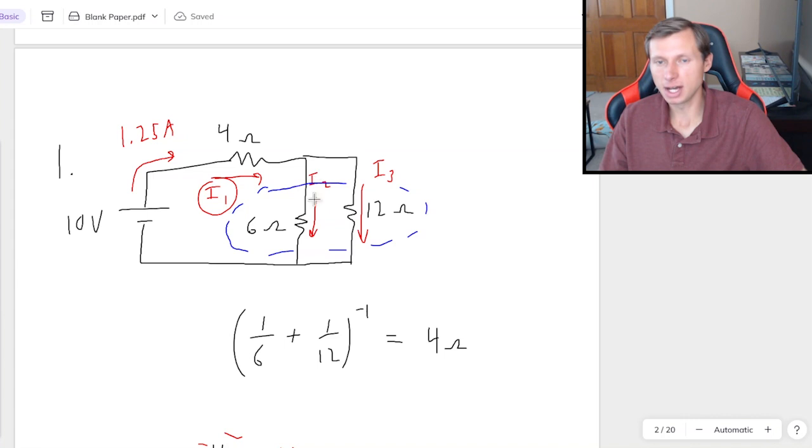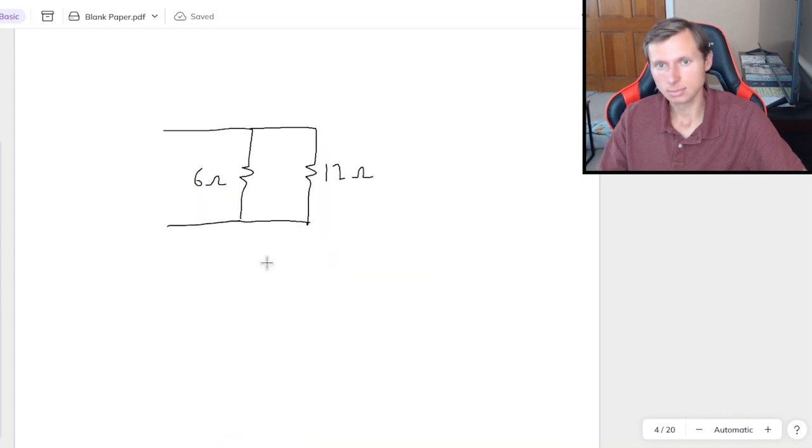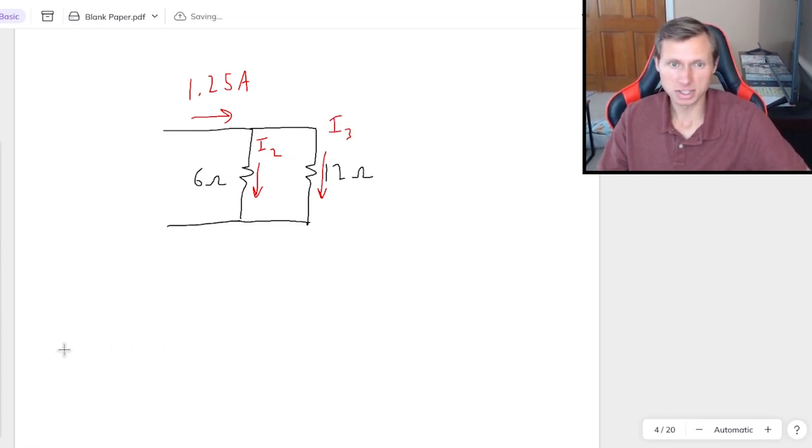And now I just got to find I2 and I3. Let me just write these off to the side so it's easier to find them. Current going in is 1.25 amps. And then here's I2 and here's I3. And now I can just use current division. Watch how I do this.